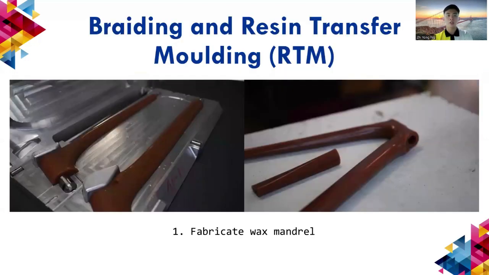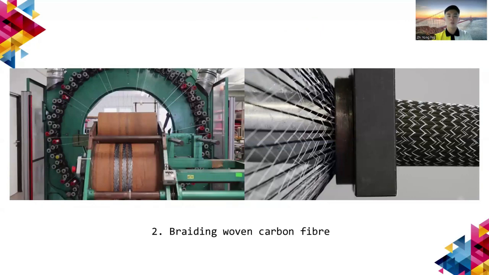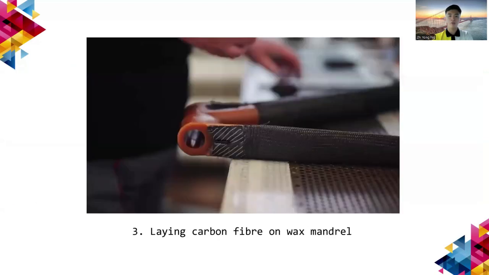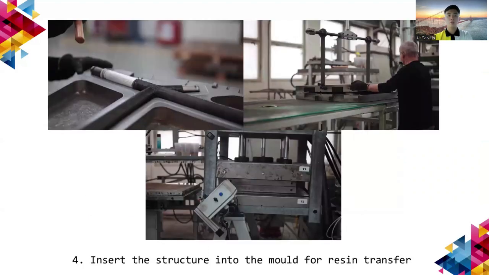The next technique I wish to introduce is the braiding and resin transfer molding technique. The first step of this technique is fabricating the wax mandrel, and after that, the woven carbon fiber will be fabricated, where the carbon fiber is then laid up onto the wax mandrel. After all the carbon fiber has been laid on the wax mandrel, the structure will be put into the mold for the resin transfer process.